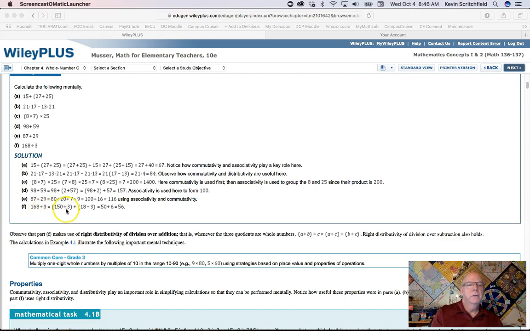So 150 divided by 3 plus 18, and it is plus because 150 plus 18 is the 168. So 150 divided by 3, 18 divided by 3, we'll do those two divisions and then add the two numbers together. So 150 divided by 3 is 50, 18 divided by 3 is 6, and so when we add those together, the answer is 56. 168 divided by 3 is 56.